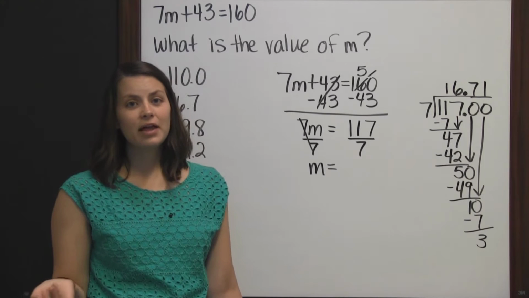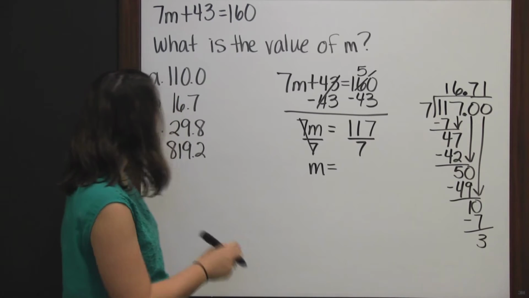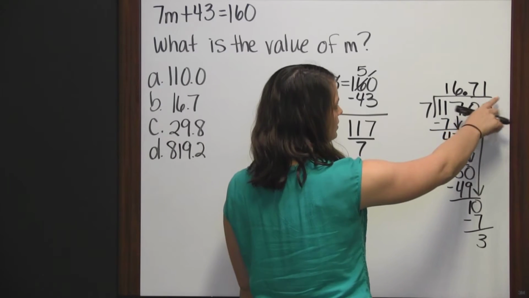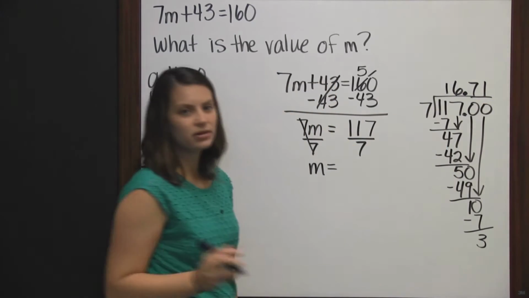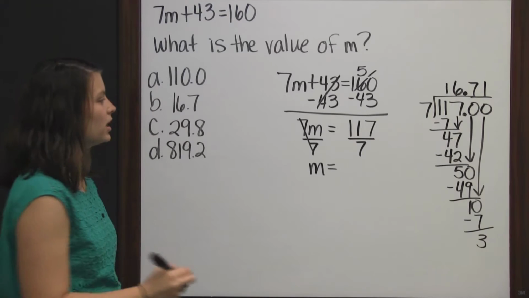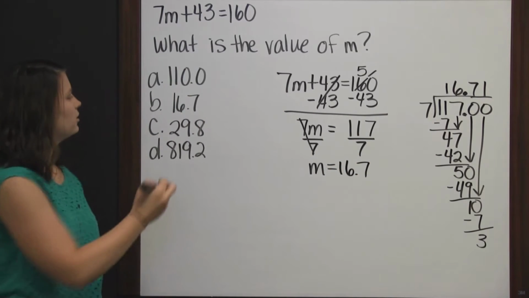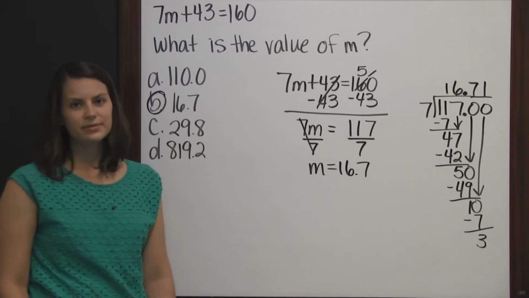But really, that's all I need to find my answer. The 1 tells the 7 to stay the same if we're rounding to the tenths place. So our answer is 16 and 7/10, which is answer choice B.